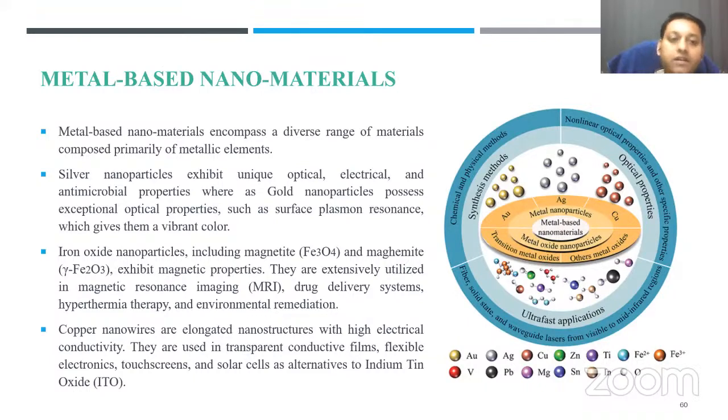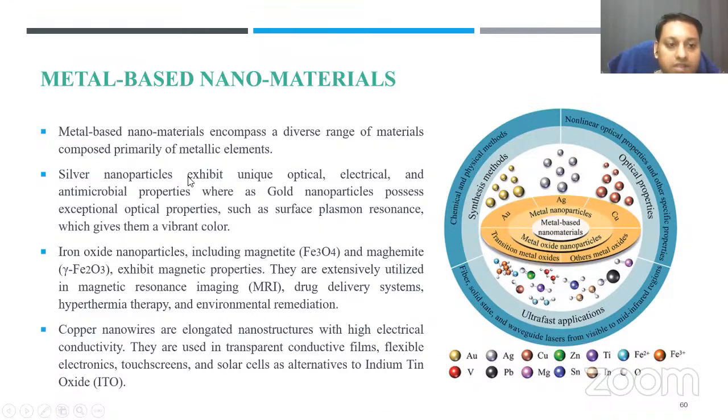So we have been using different metal oxides for decades, like zinc oxide, titanium oxide and tin oxide. All of those are used for different displays, different coatings, transparent coatings, conducting films, and then flexible electronics, touch screens and solar cells, all find use.